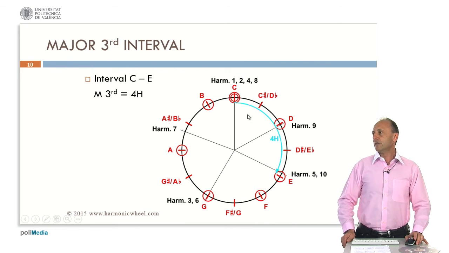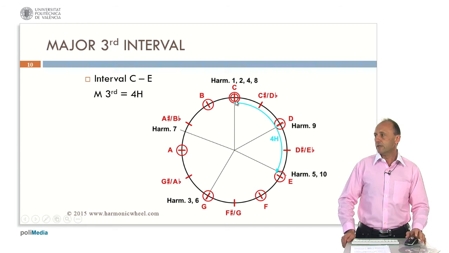Now consider the other intervals from C to E. We have C, D, E, 3 natural notes, so this is a third interval. Now the note E is not at the same place as harmonic 5. It's near it, but not very near. So this interval is not perfect. It is called major. The major third has 4 half steps.